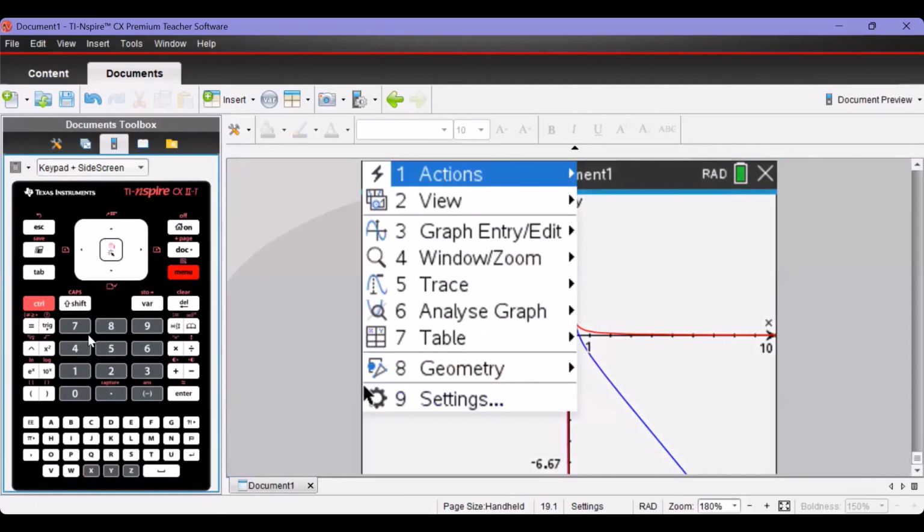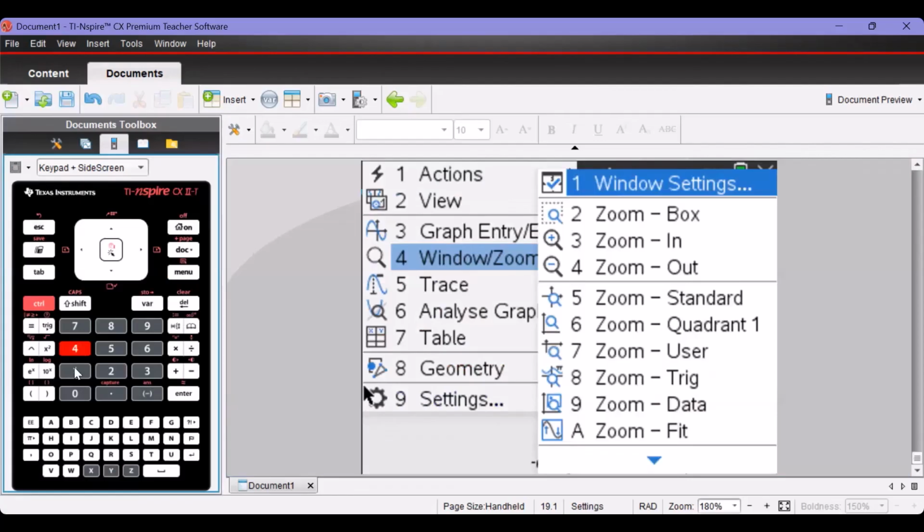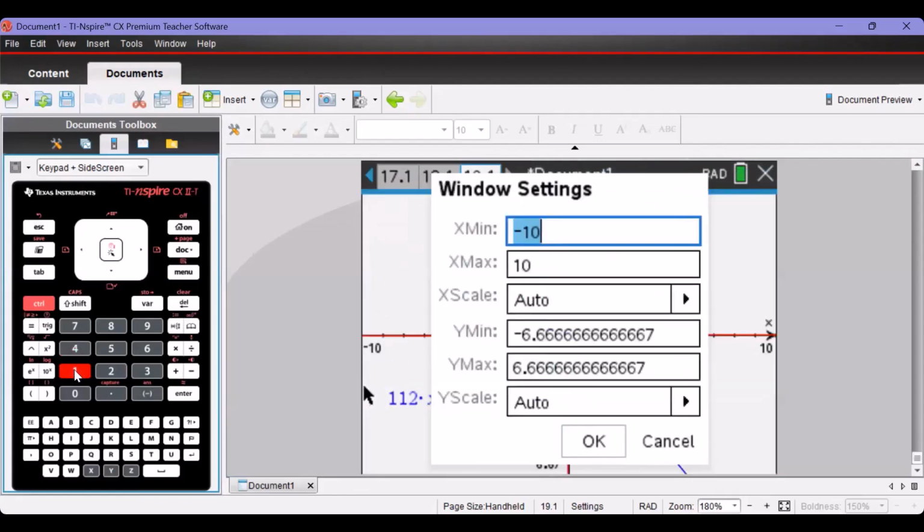Press Menu, 4 for Window/Zoom, 1 or Enter for Window settings. So let's have an x min of say -1. Press tab and an x max of 1. We can use a scale of 0.25. Press tab. Let's have a y min of -3 and a y max of 3 and a y scale, say, of 0.75. Press tab to highlight OK and then press enter.